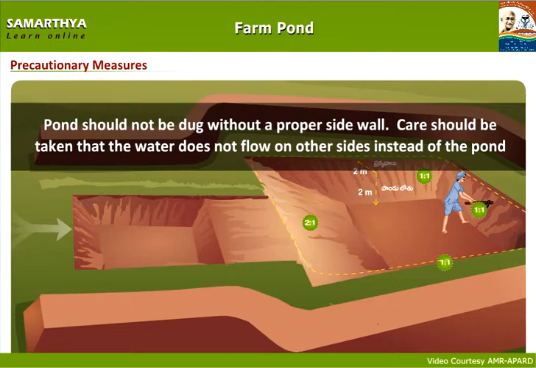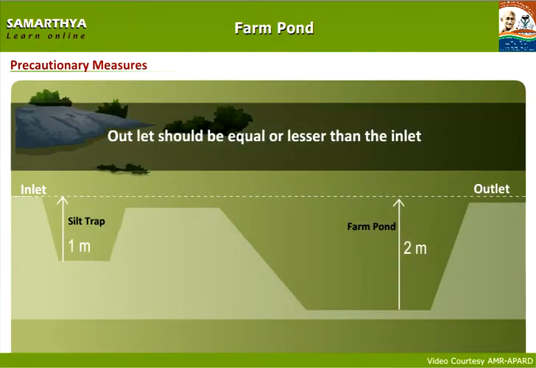Pound should not be dug without a proper side wall. Care should be taken that the water does not flow on other sides instead of the pound. Outlet should be equal or lesser than the inlet.